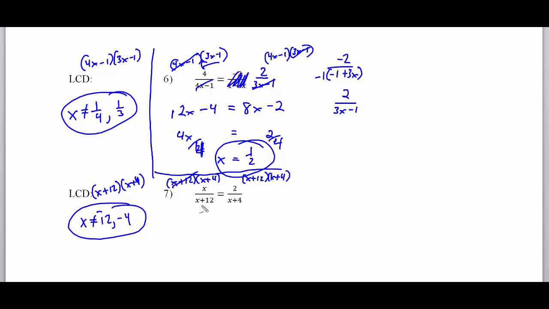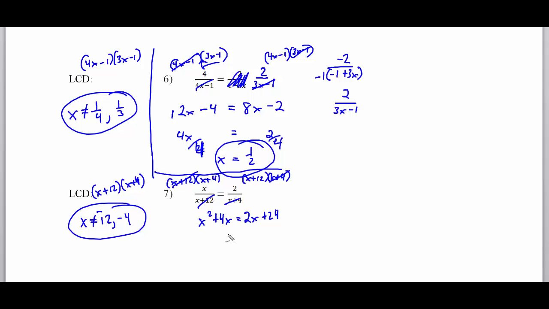And simplify or cancel with what was left down there. And so here's another simplification. So now in this case, you'll note that the first term is an x. So when I multiply it by x plus 4, I get x squared plus 4x. Here I'm going to multiply by 2, so this is 2x plus 24.